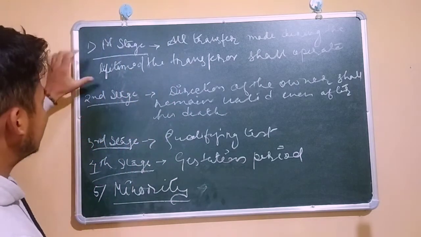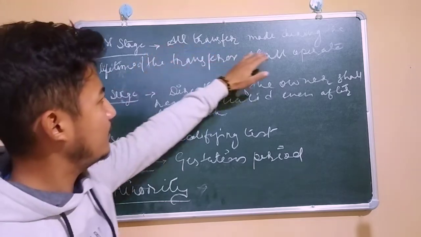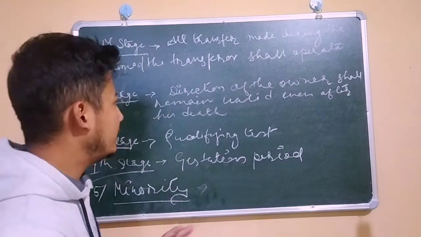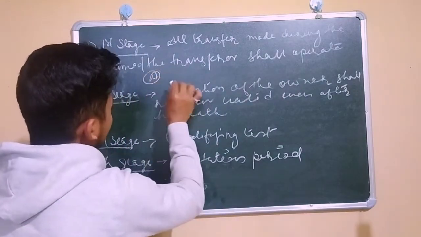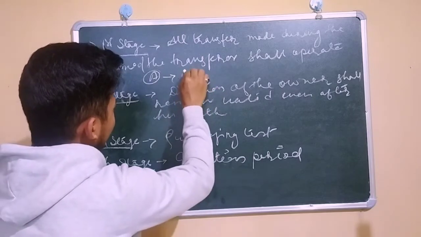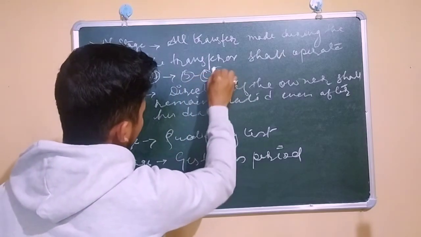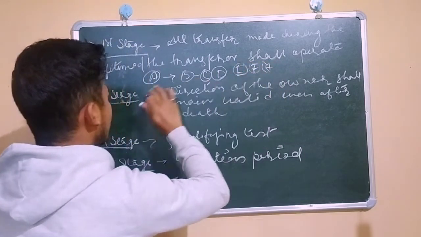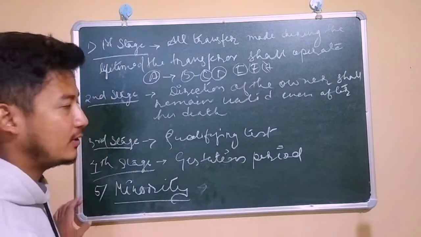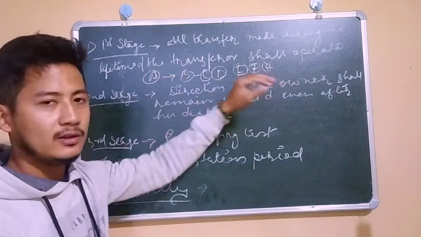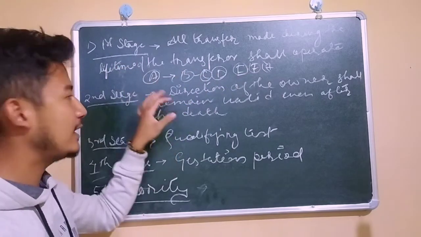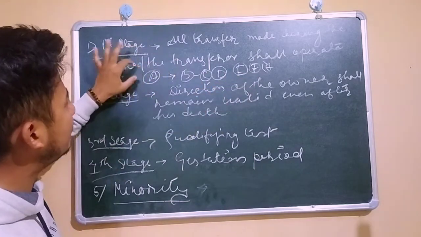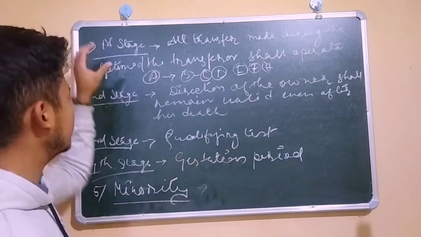The first stage talks about all transfers made during the lifetime of the transferor shall operate. Which means, for example, A is the owner, and he wants the property to be enjoyed by B after his death, then C, D, E, F, G, H. So all the persons are living during the time of the transfer. A is also surviving. So whatever transaction took place during the lifetime of A will remain valid. This is the first stage.